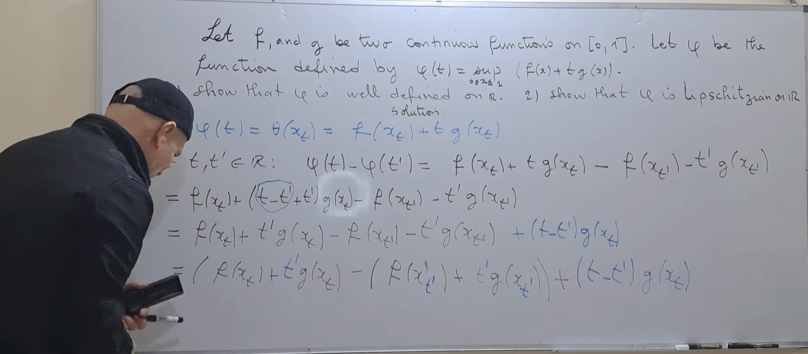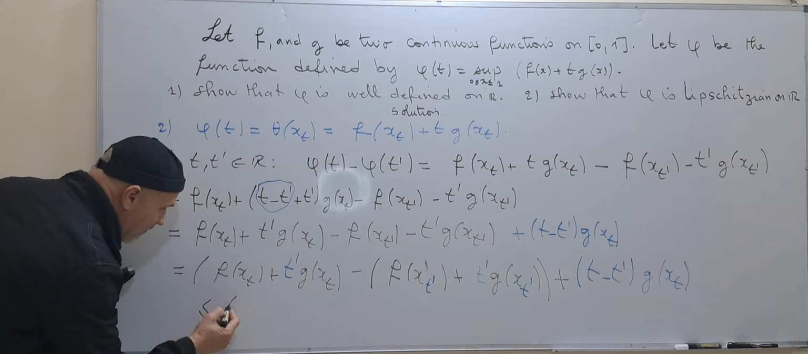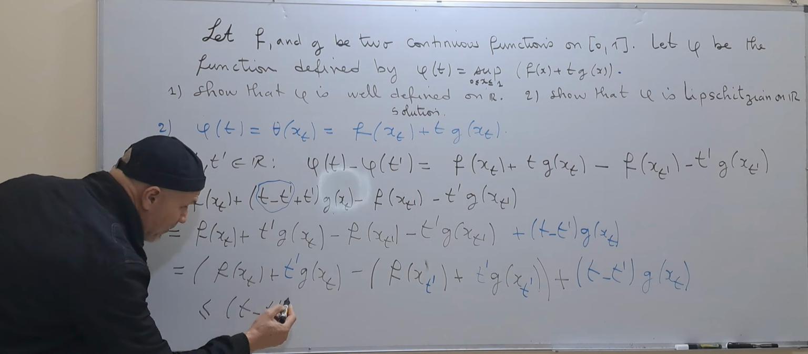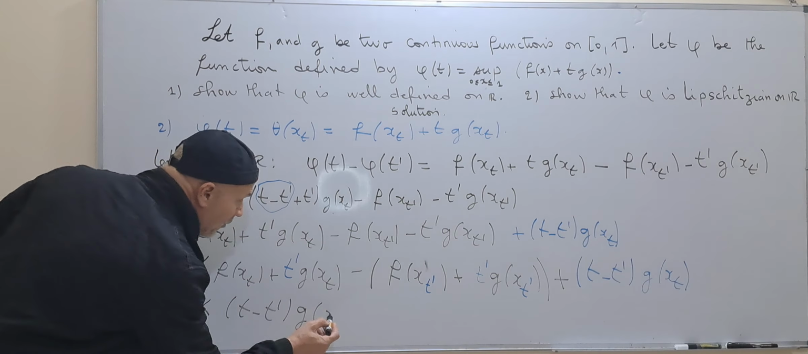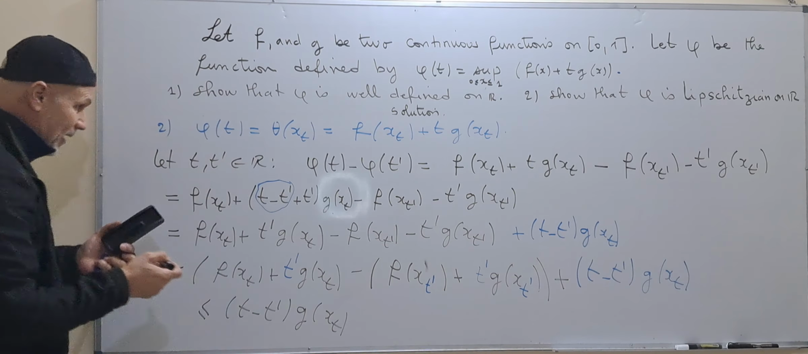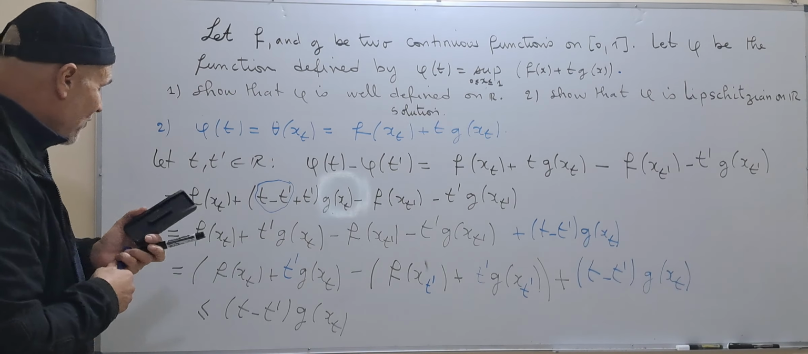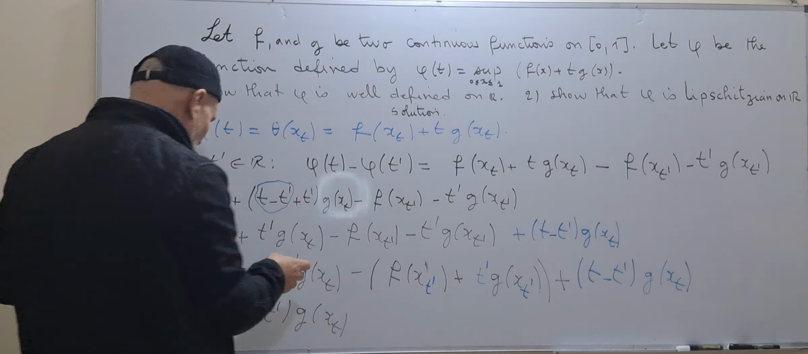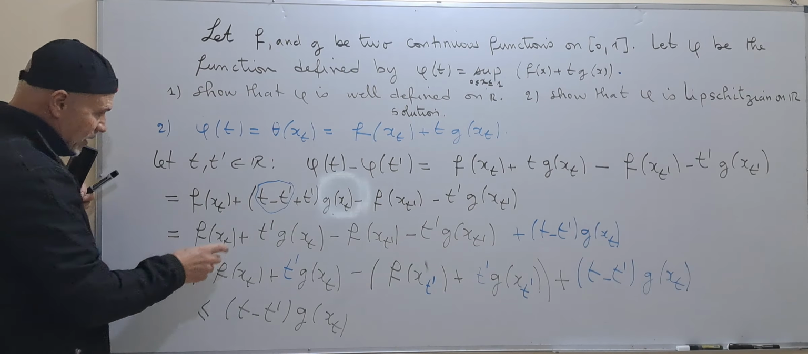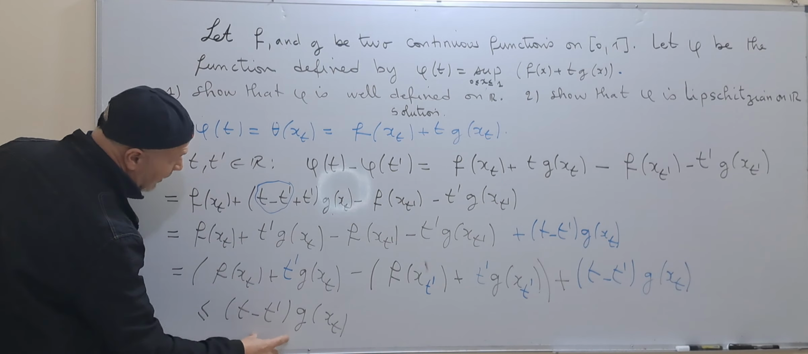So this is negative. If it is negative, this will be less than or equal to t minus t prime, the last one in blue color, g of xt. This is 1. This is 1. I mean, for all t and t prime from R, one has phi of t minus phi of t prime is less than or equal to this.